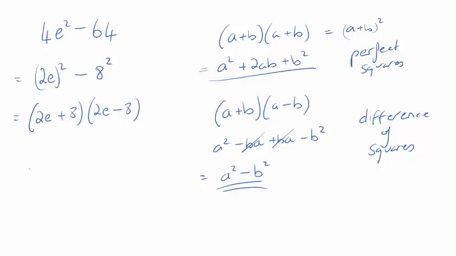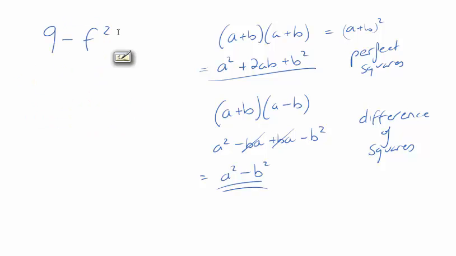One more? All right then. Well, this one's got you. It's got a letter as the second term, the minus, but don't let that stop you. 9 is a perfect square, so we may as well write 3 squared. We put the minus, and that's just f squared.